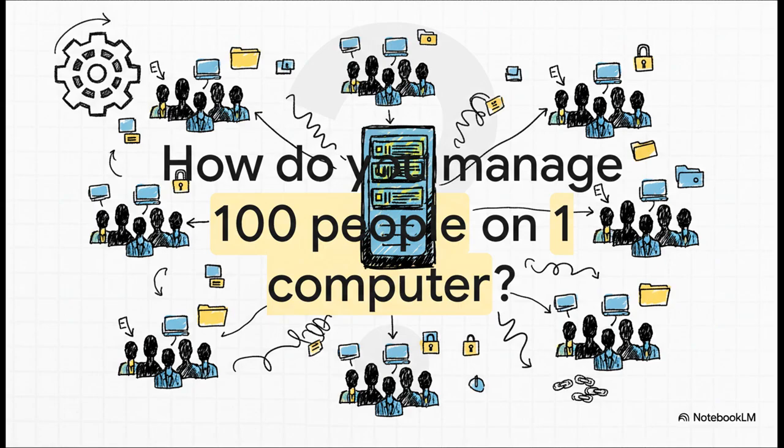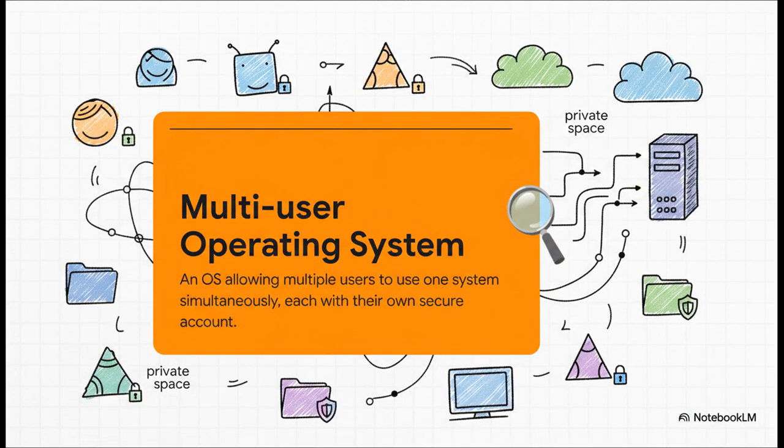Imagine you've got this one big, powerful server, but you have 100 different people who need to use it. How do you possibly manage that without it just turning into total chaos, with people stepping on each other's toes and overwriting files? Well, the beautiful thing is, the solution is baked right into the DNA of Linux. At its core, it's a multi-user operating system. And what that means is that lots of people can have their own little secure, private space, their own account, their own files, their own settings, all living together peacefully on the exact same machine.